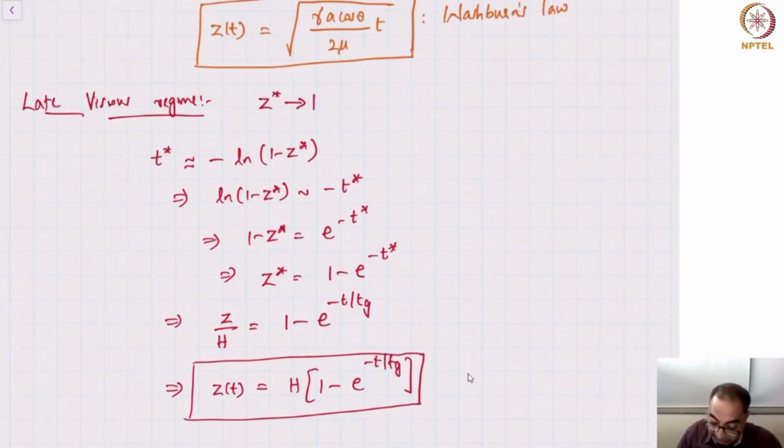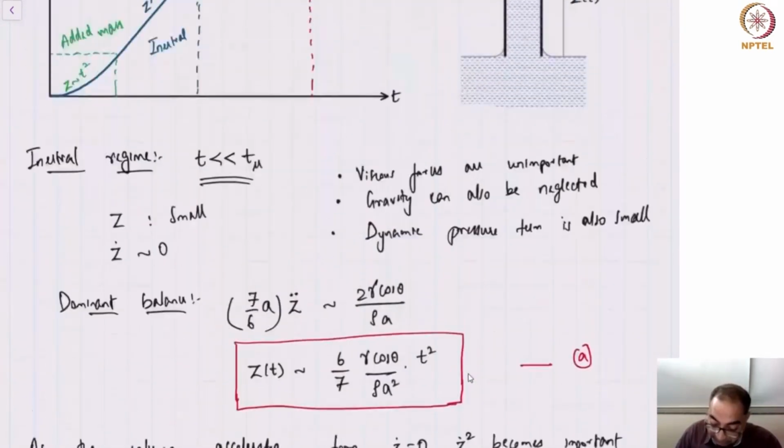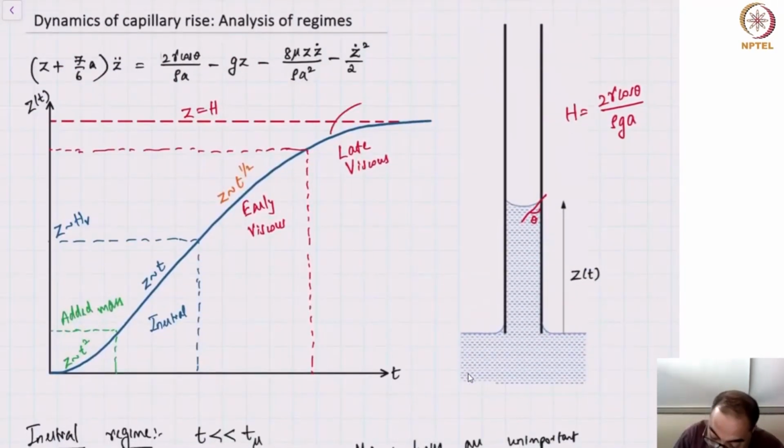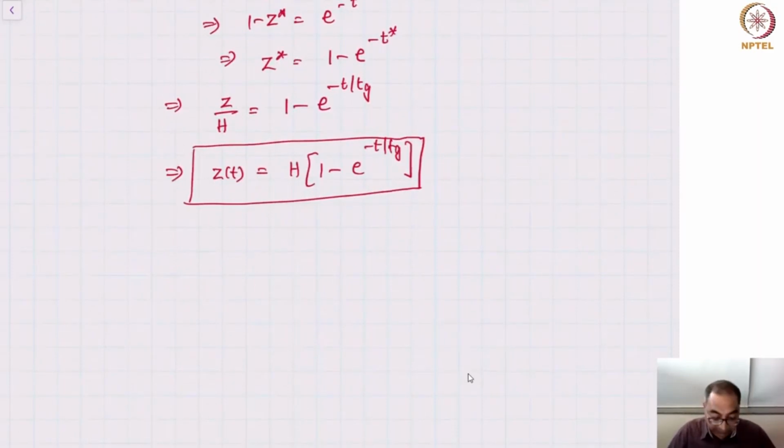This is the exponential decay. So we have got basically the fourth regime, which is exponential decay. So this one you can say is Z goes like H into 1 minus e power minus T over a viscous time scale Tg. That's an exponentially decaying regime. Okay, so these are the four regimes that we have got.